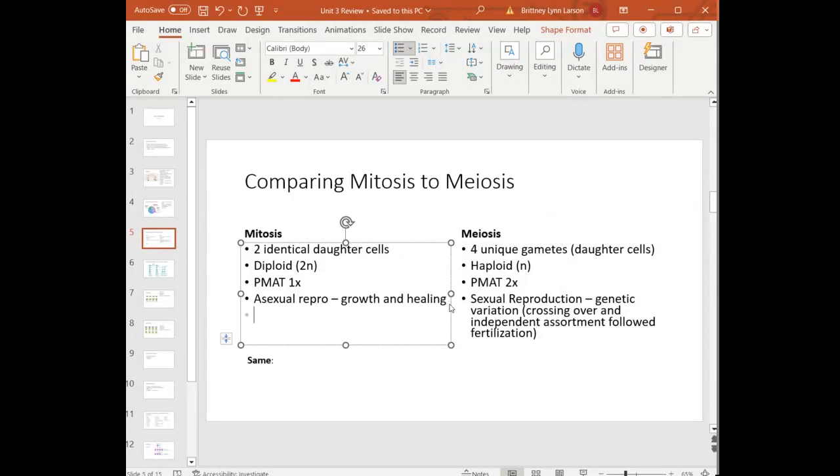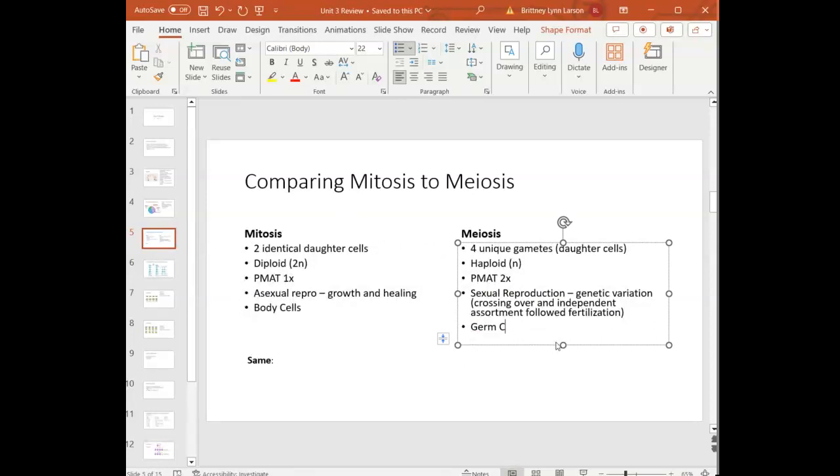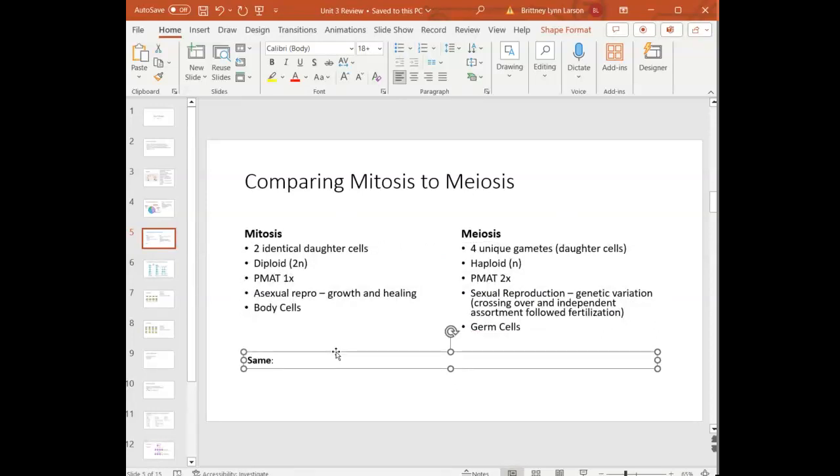In addition, we might put something here that says body cells, right? And these are germ cells. All I'm doing is saying if I can put something in mitosis, I need to be able to put the opposite of that in meiosis. And if you have a comparison question on the exam, you have to give me both: mitosis does this and meiosis does that to earn full credit on that. Okay. If you just say mitosis has 2 identical daughter cells, but you don't say meiosis has 4 unique gametes, then you only earn half credit.